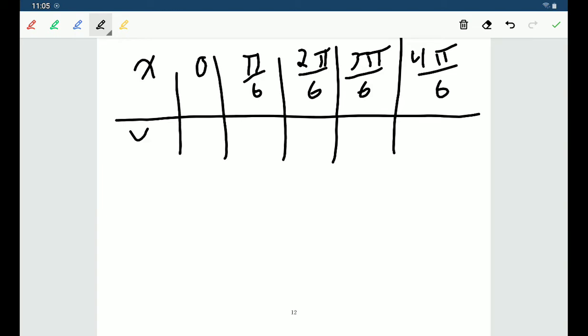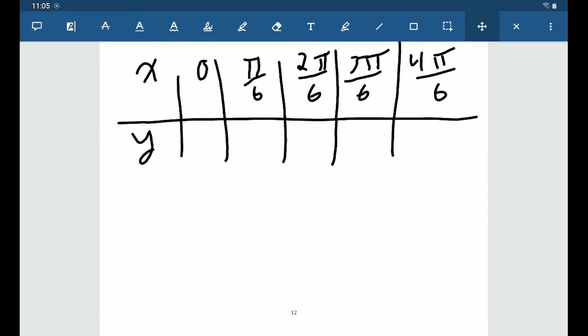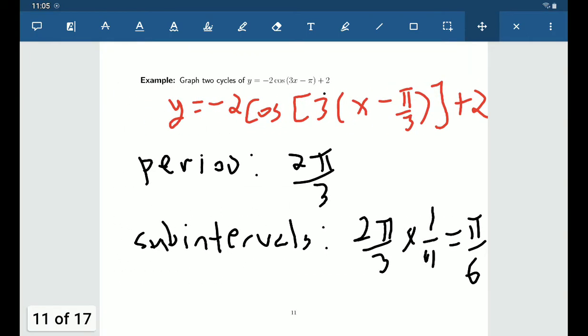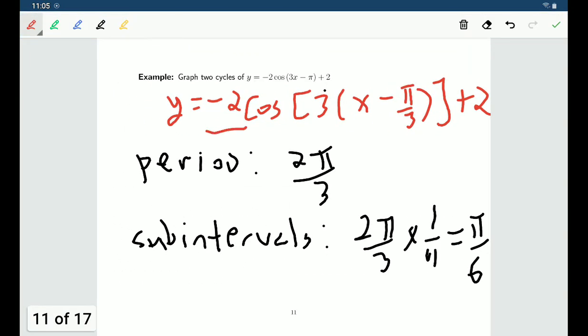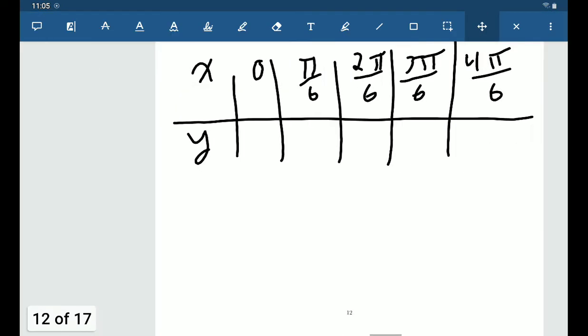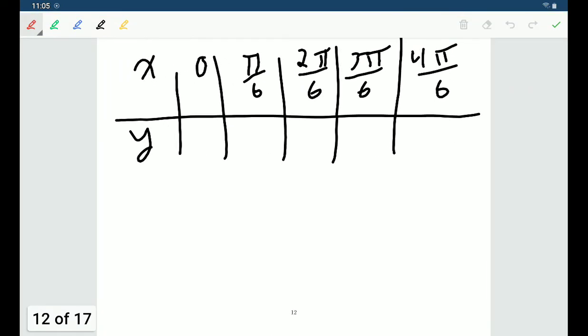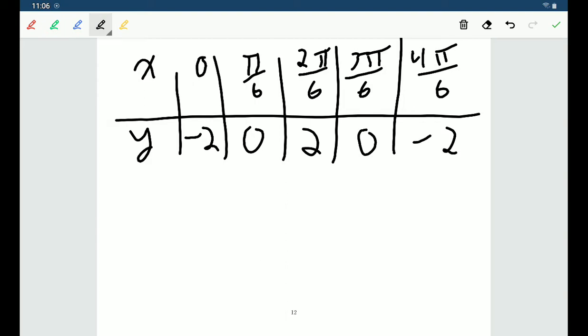And for our y values, since it's a cosine function, remember for cosine we start at a, and then to 0, then to negative a, then to 0, then to a. Here a is negative 2, so our y values will start at negative 2. We'll start at a, then go to 0, then to negative a, which is positive 2, then to 0, then back to a again.